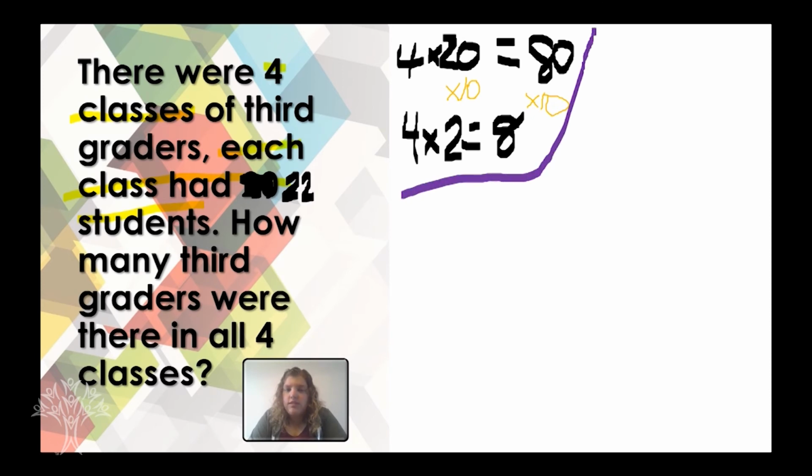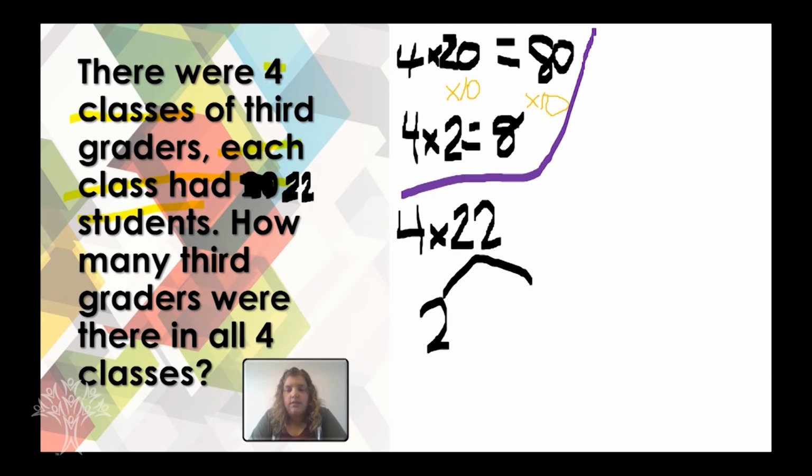Thinking about what we just did with those groups of 12, with looking at those dozens, I know that my equation is still going to be 4 times 22. What can I do here? I can break that 20 into 20 and 2. That 22, I can add 20 plus 2 to get to it.